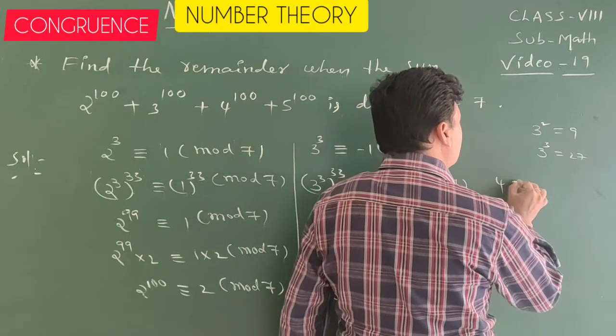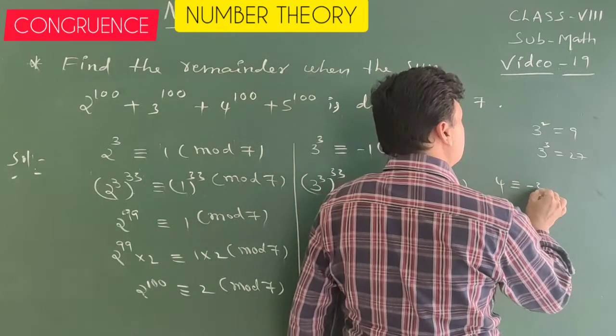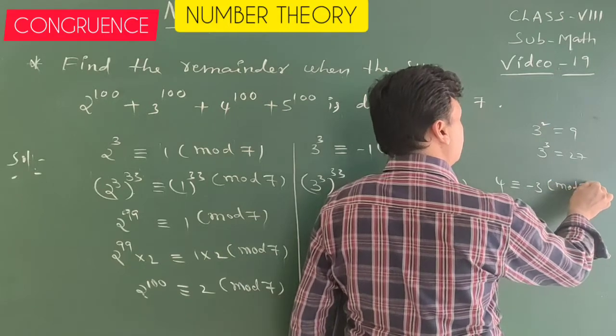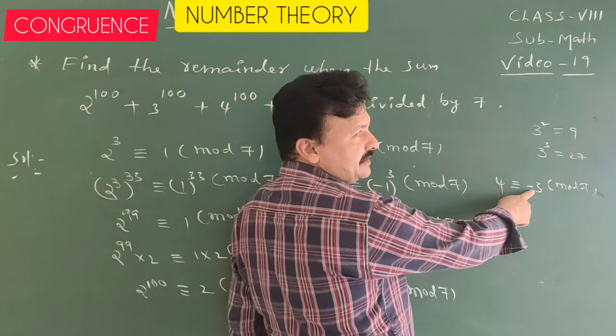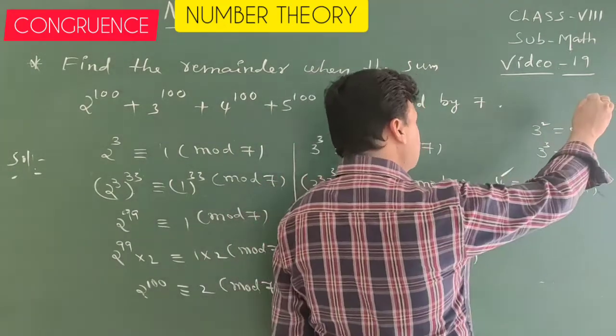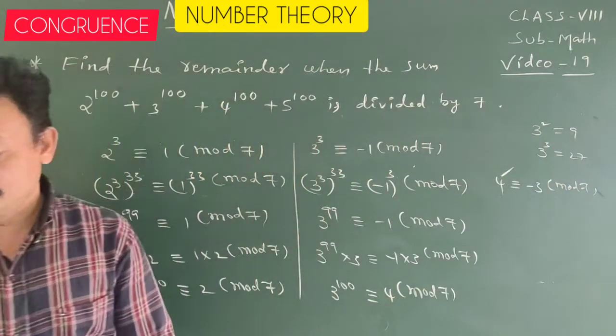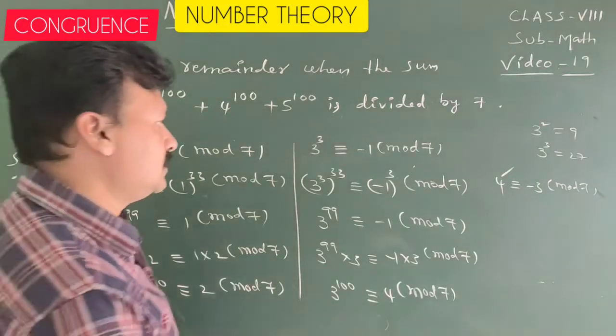Here 4 is congruent to minus 3 to mod 7, which means 7 divides 4 minus (minus 3), that is 4 plus 3. So 4 is equal to minus 3. Like that we can write.